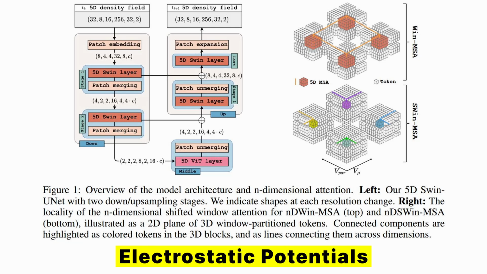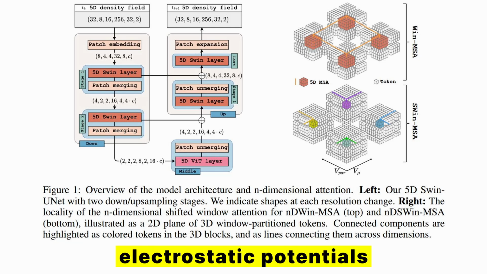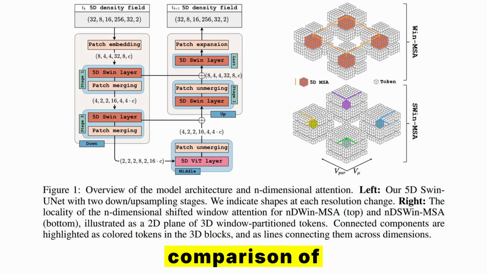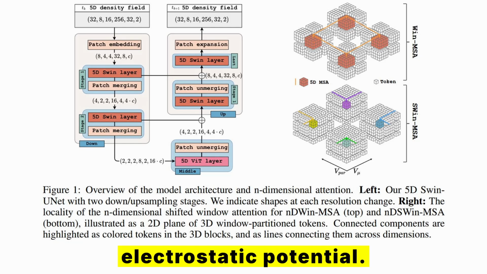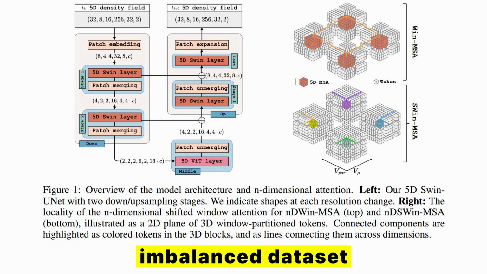Electrostatic potentials. The authors obtain the electrostatic potentials and provide a visual comparison of the predicted and ground truth electrostatic potential. They find that the vertical wave vector is well reproduced, but there is a misalignment with respect to the first mode, the zonal mode, that represents the zonal flow. The authors attribute this to an imbalanced dataset, where the saturated phase with a stronger zonal mode is overrepresented.